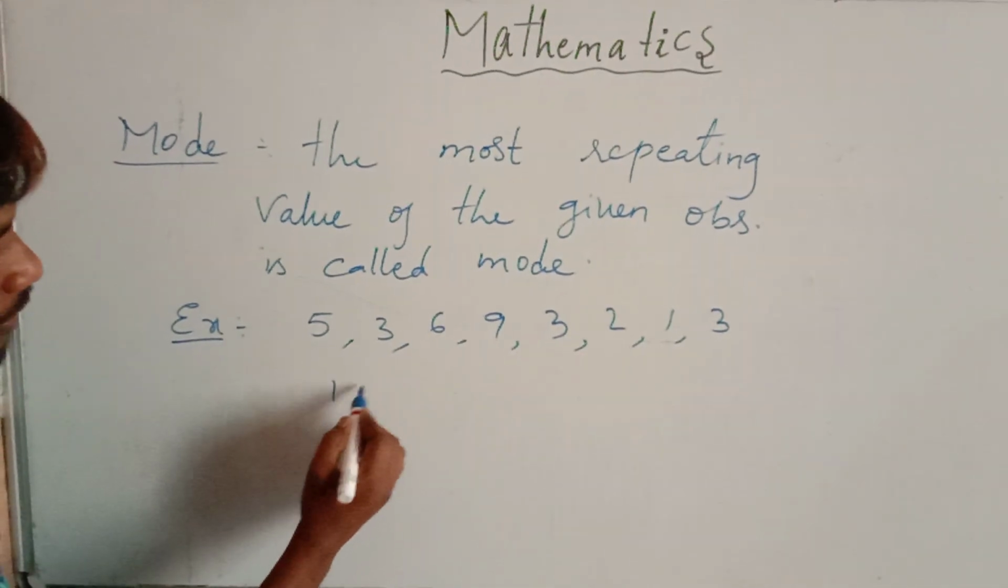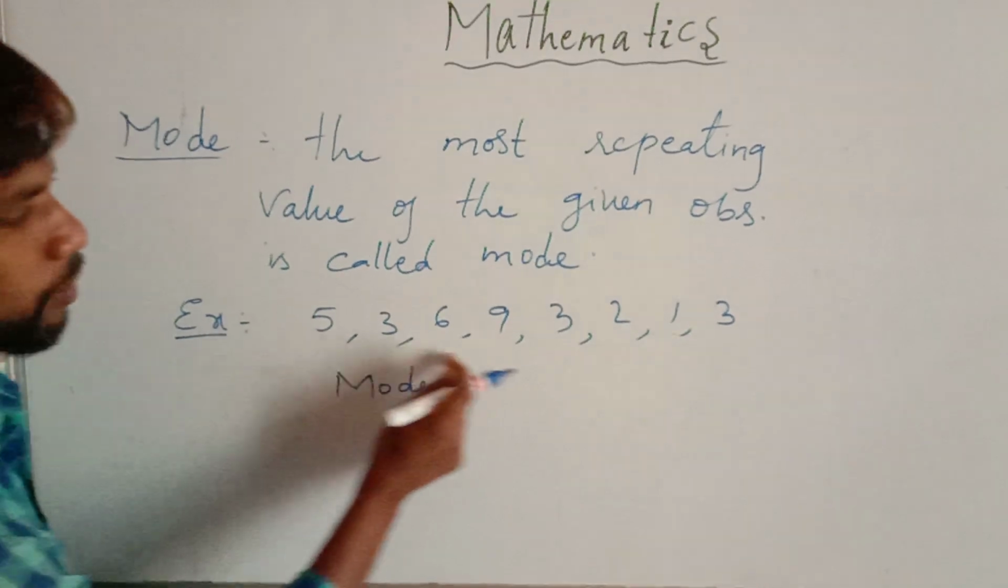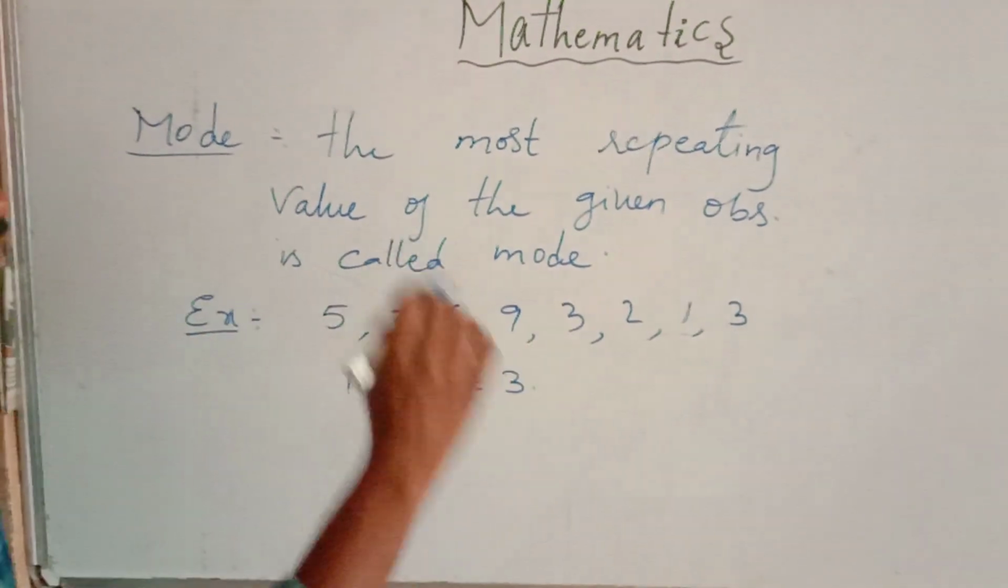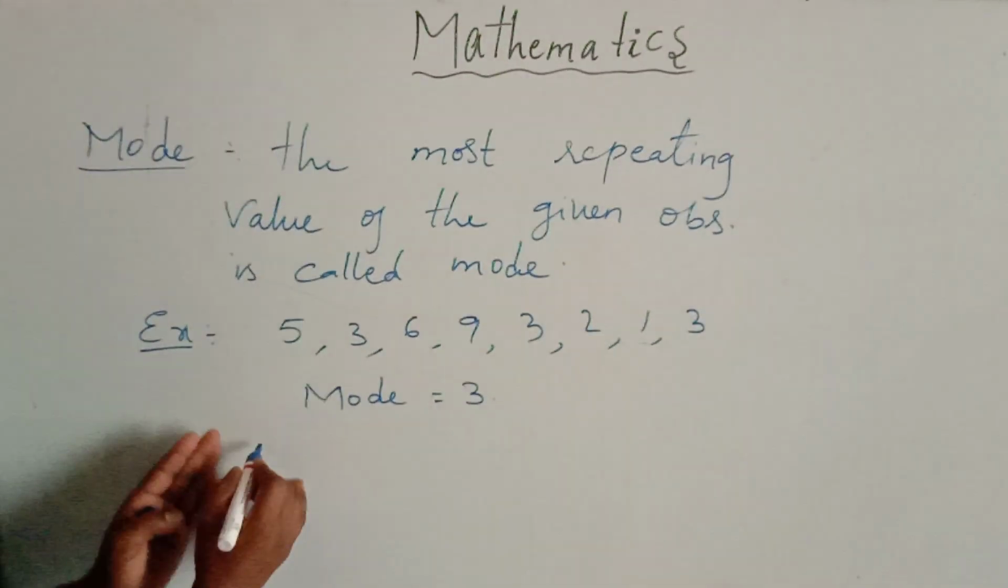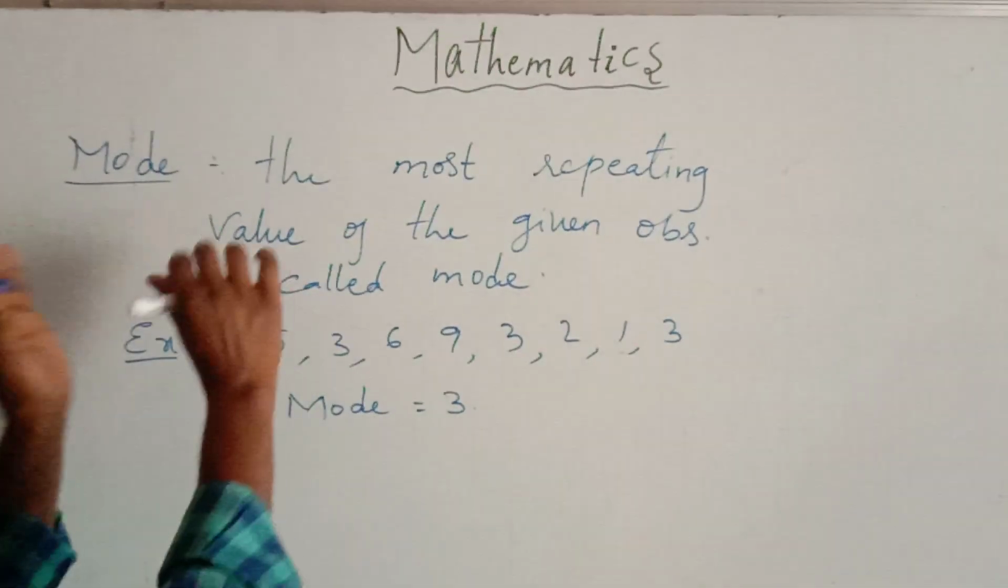So you can write mode equal to the most repeating value here. 3 is the repeating value. Therefore mode equal to 3. This is the mode of ungrouped data.